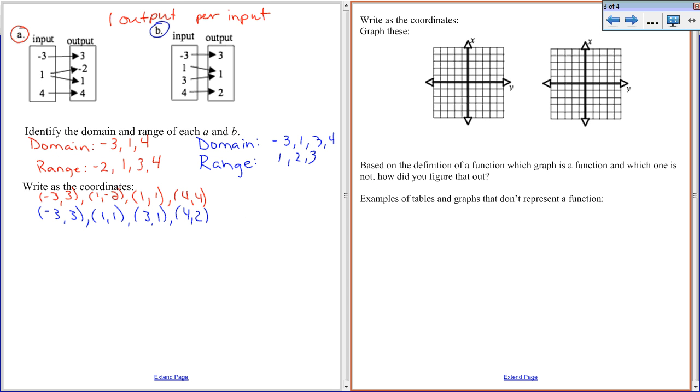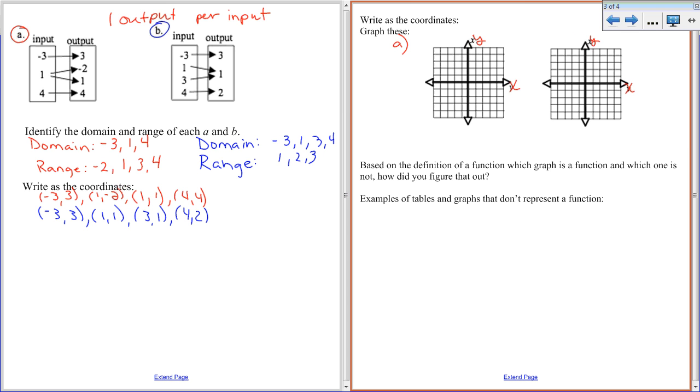Ladies and gentlemen, we need to plot these points. So I'm going to start right over here. We'll call this A and this one B. So A is -3, 3. Oh, these are backwards. I'm sorry. I found that in some of the notes and I didn't fix them. Y should be the vertical axis and X should be the horizontal. Sorry. Are they correct on your notes?